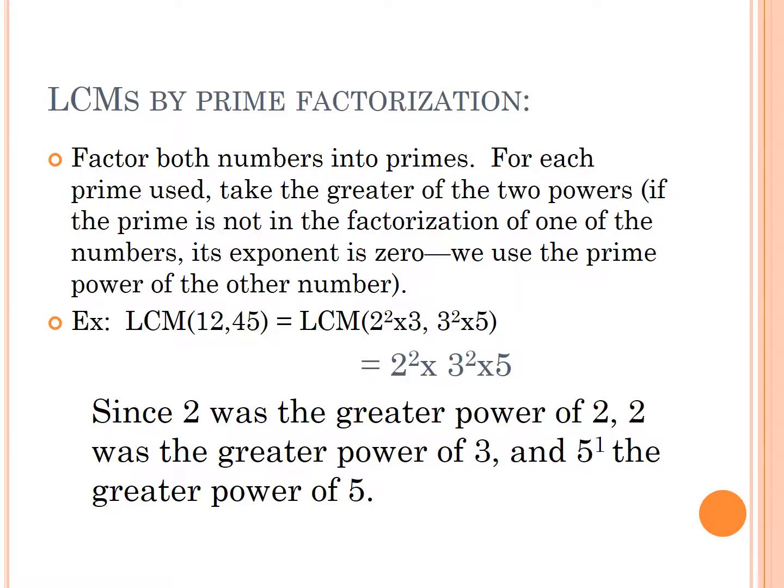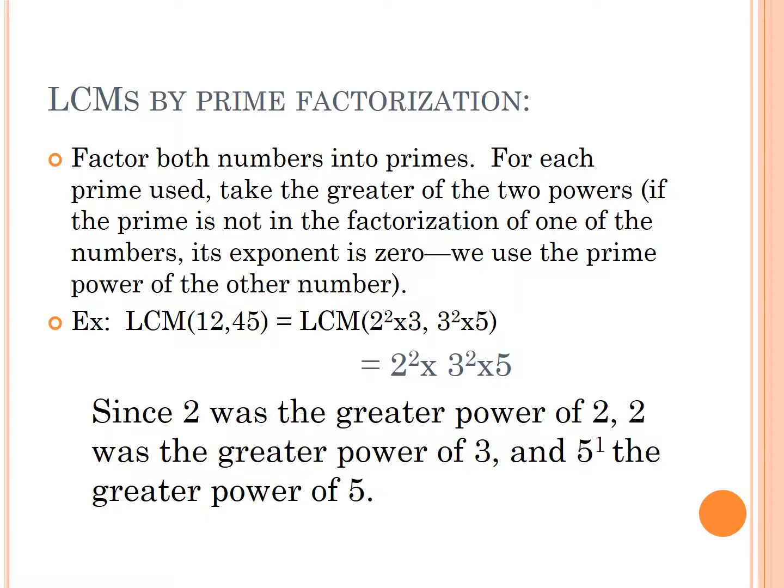So the LCM of 12 and 45: I factor 12 into 2 squared times 3. I factor 45, that's 9 times 5, or 3 squared times 5. For the LCM, I have powers of 2. I have 2 squared versus no 2's, the bigger is 2 squared. I have 3 to the first versus 3 squared. The bigger is 3 squared. I have no 5's versus having 5 to the first. The greater of those is 5 to the first. So 2 squared times 3 squared times 5 is going to be my least common multiple.